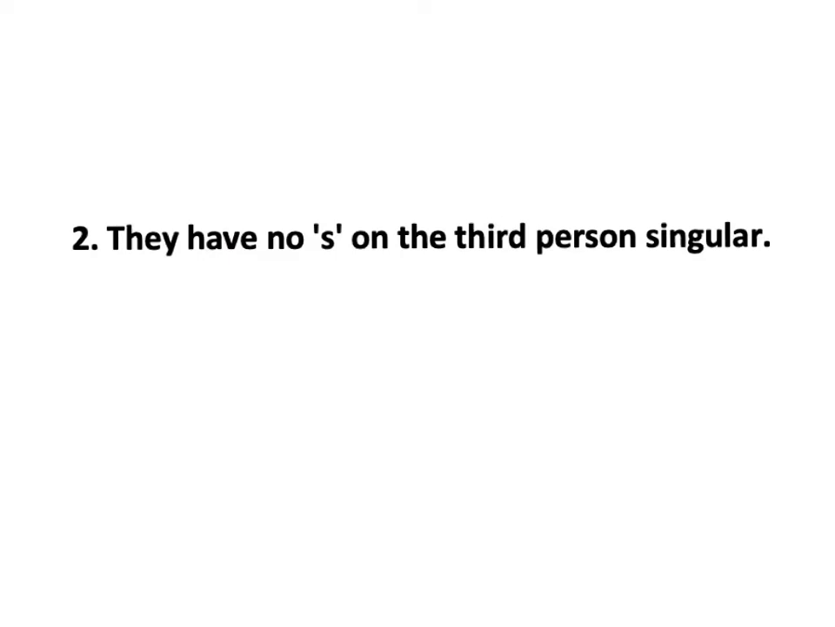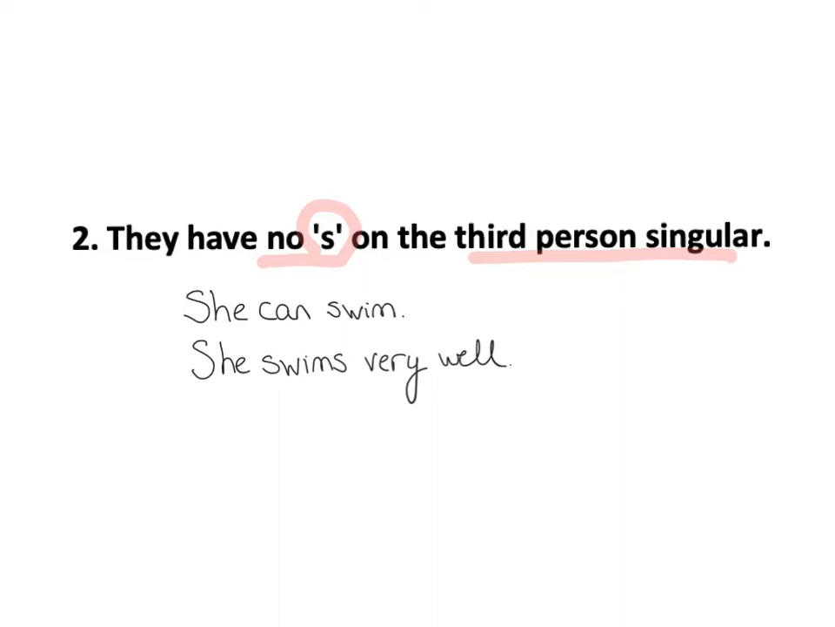A second difference regarding the other verbs is that modal verbs have no s in the third person singular. So we have she can swim. We don't add any s after swim because this is an infinitive. But we have she swims because this is the third person singular for the present simple.